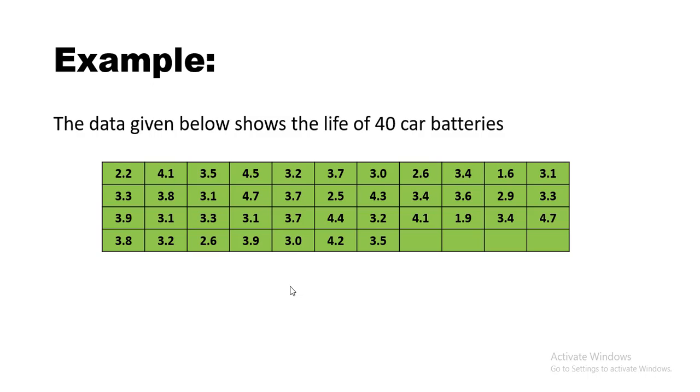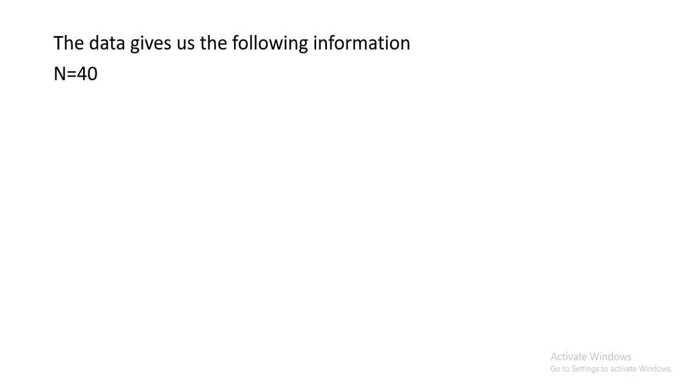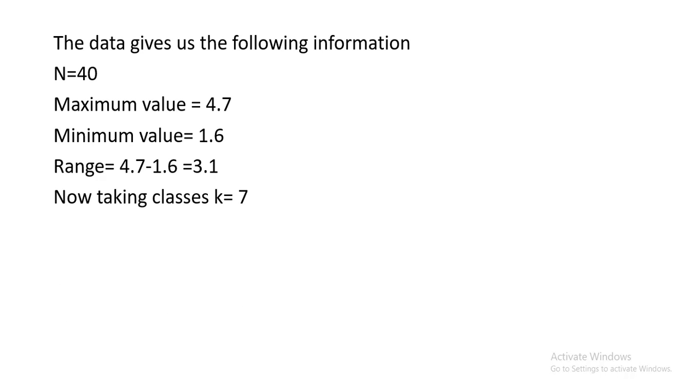So the initial process is the same for both the datas. Whether it is continuous or it is discrete, the initial process of finding range and height and number of classes is the same. So let's get started. This data gives us the following information, that is the number of total observations given to us were 40. Maximum value was 4.7, minimum value is 1.6, and the range calculated is, now range is maximum value minus minimum value. So range is equal to 3.1. Now I'm taking number of classes k as equal to 7.